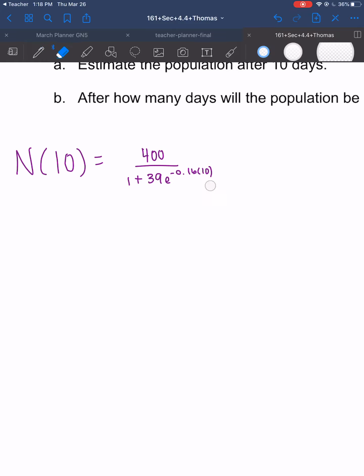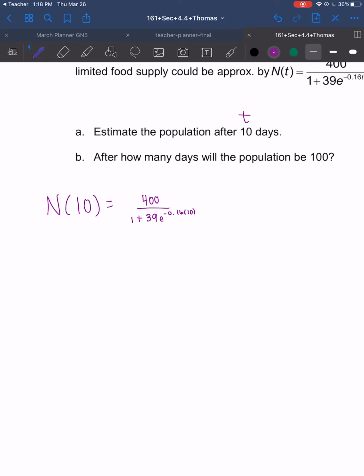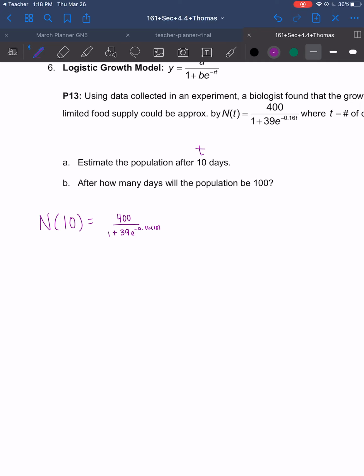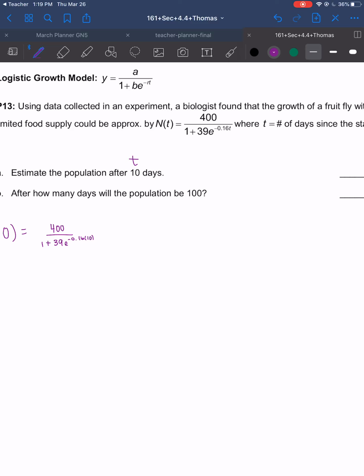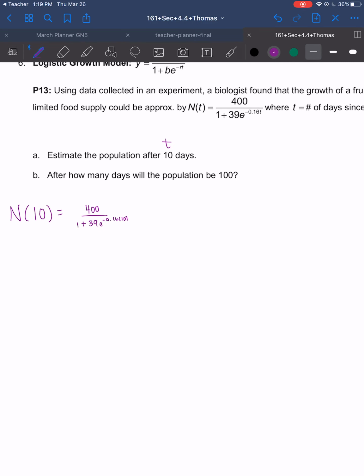Don't know why I put an extra parenthesis there. I just made it super long. And when you plug that in to your calculator, what I would do first is do e to this part first, and then multiply that by 39 and add 1, write that number down, and take that number and put 400 on top. And when you do that, you get 45 fruit flies. And then we want to figure out how many days the population will be 100. So that was A, and this is B. So we want n of t to be 100, and then we're going to solve for t.